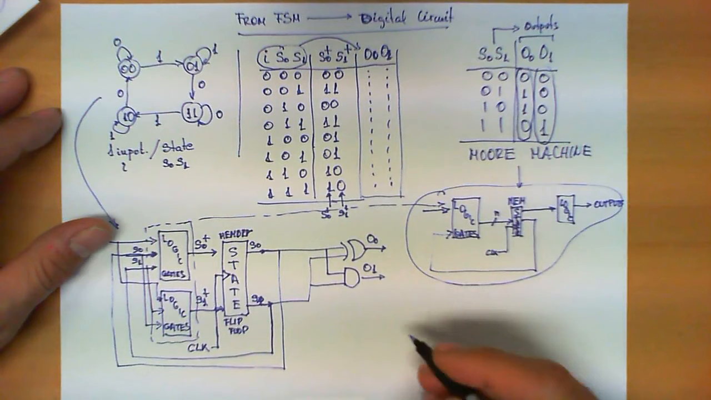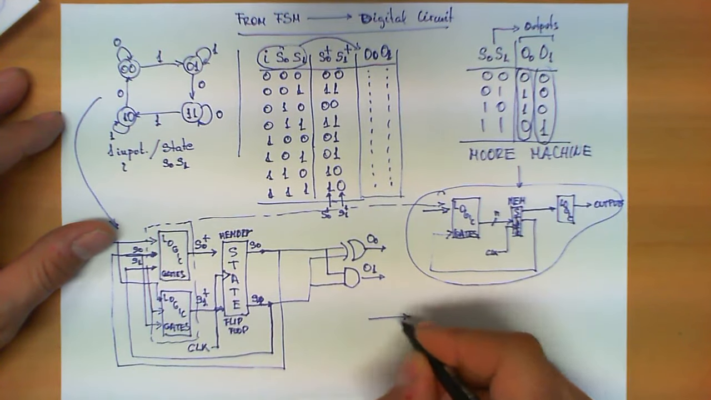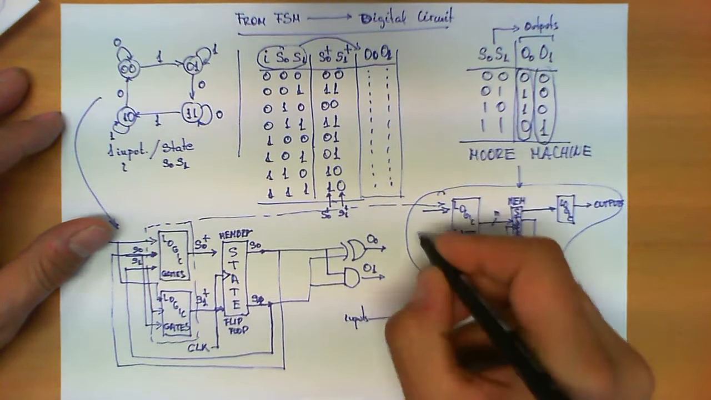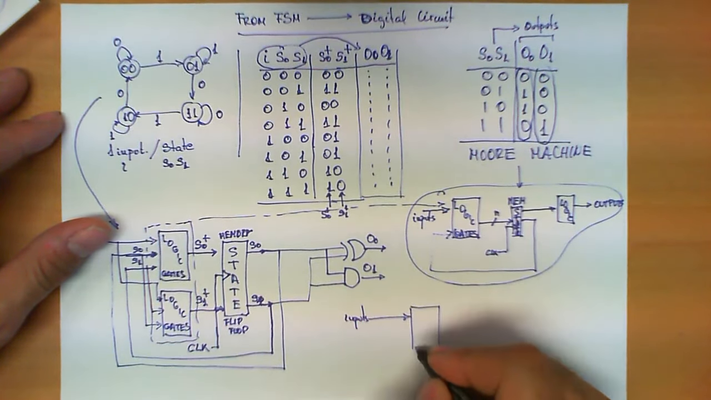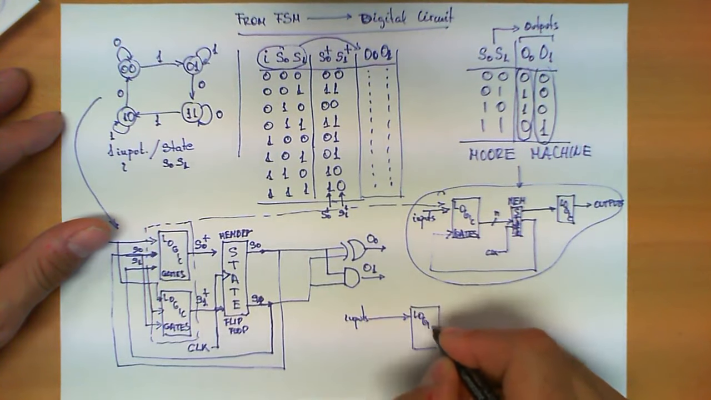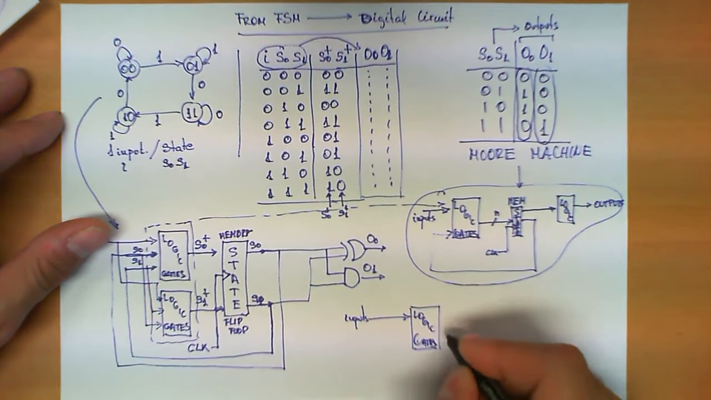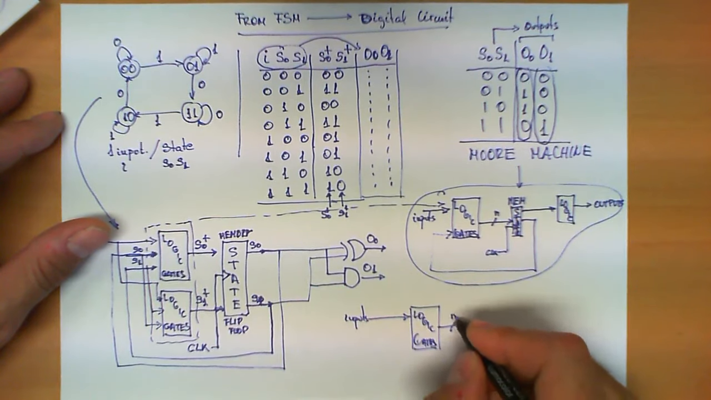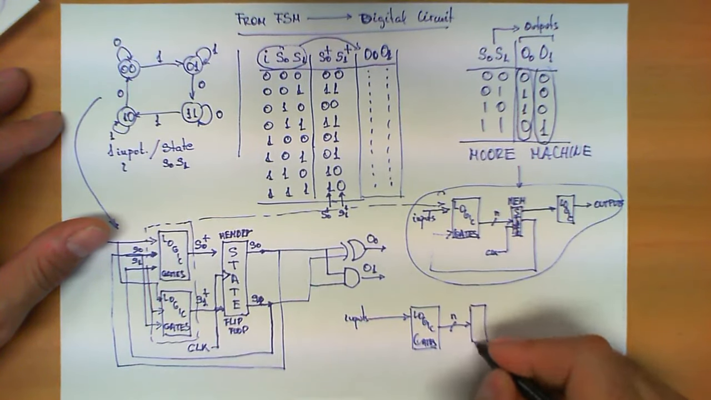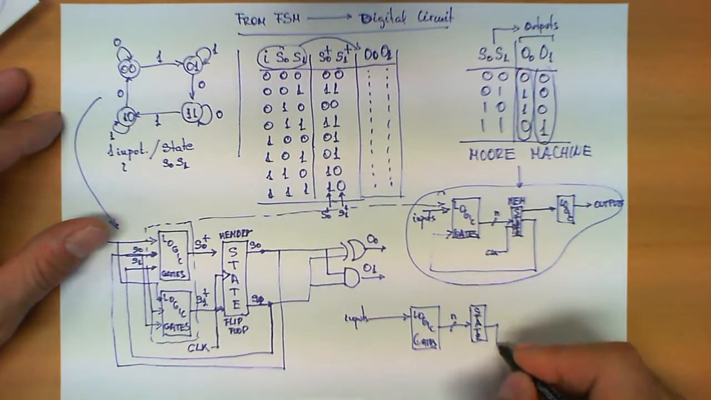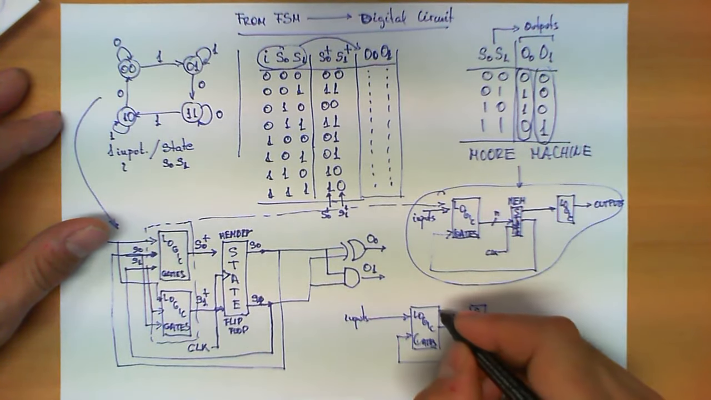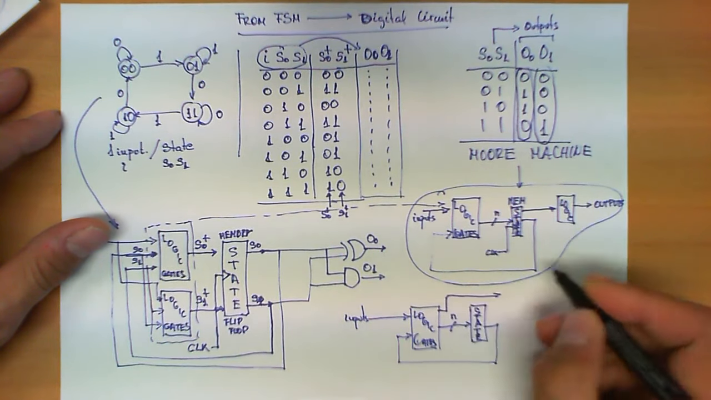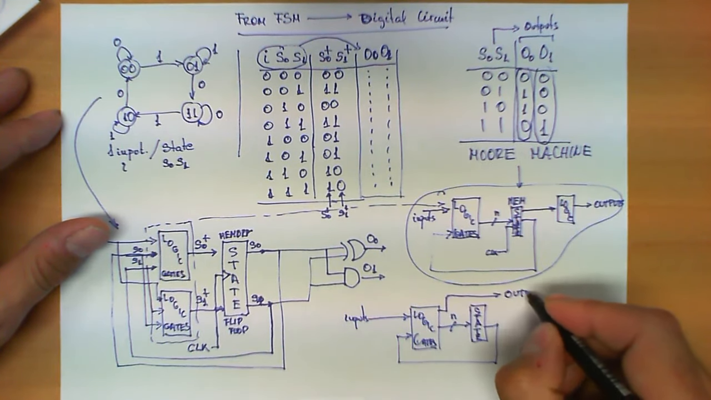The equivalent schematic for a Mealy machine would be the following. I still have my inputs of the Mealy machine. These inputs go into a set of logic gates. These logic gates still produce a set of signals that represent the state, and this state feeds back in here. But now this logic block is more complex and also produces another set of signals, which are the outputs.